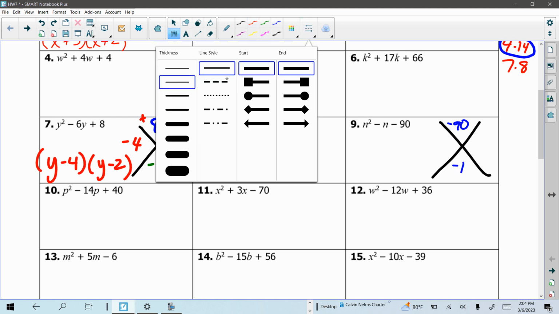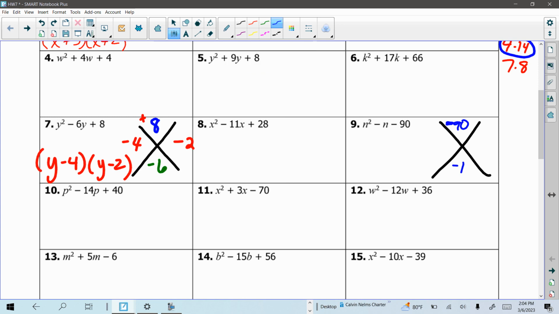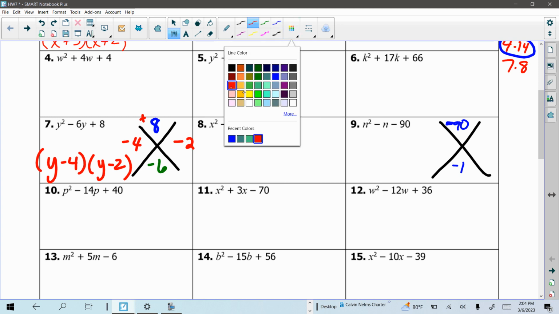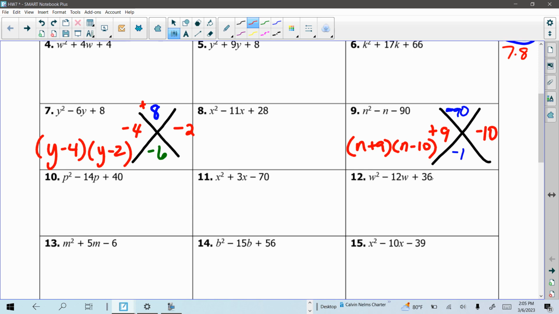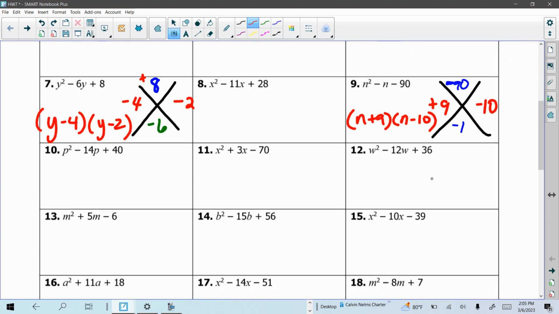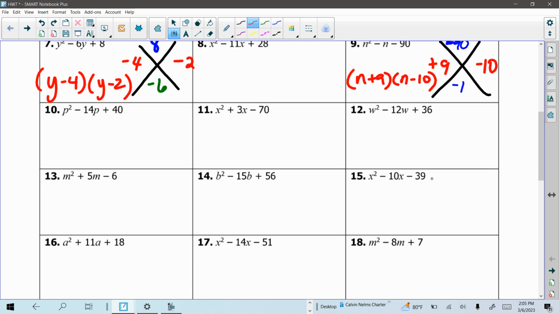Now, the only way I can get a negative product, because this is a negative 90 right here, is if you have a positive and a negative. So here, because I want the sum to be a negative 1, my bigger number needs to be negative. So this would be negative 10 and 9. And so our factor form would be n plus 9 and n minus 10. Okay, so we're just basically using our X puzzle to help us problem solve.